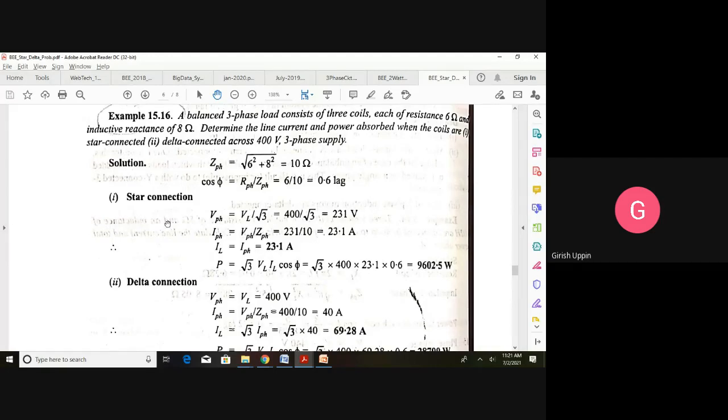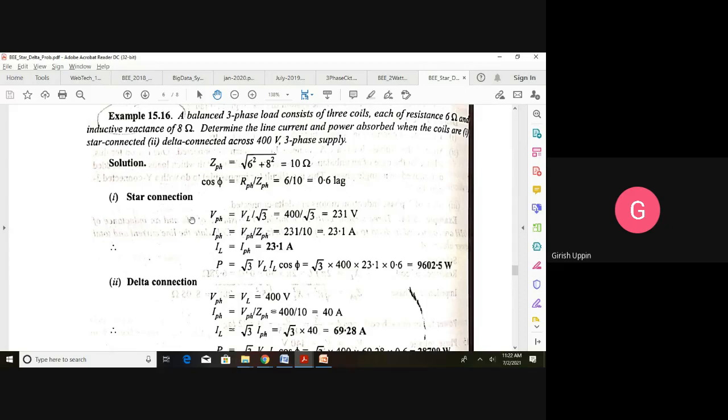First one is the star connection. So in case of a star connection, we know the relation IL is equal to I phase, and VL is equal to root 3 times V phase. Before that, since R and XL are given, you can calculate the impedance of a phase. Z phase is equal to square root of R square plus XL square. We get it as 10 ohm. Also, you can find the power factor. Cos phi is equal to R by Z. In this case, R phase divided by Z phase, we get it as 0.6 lagging.